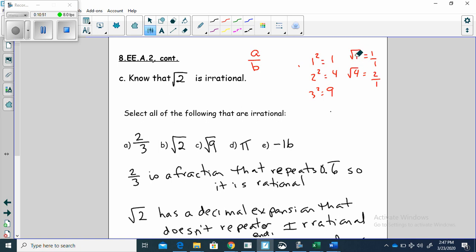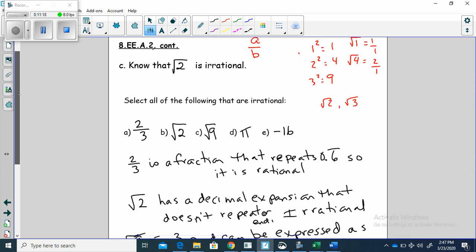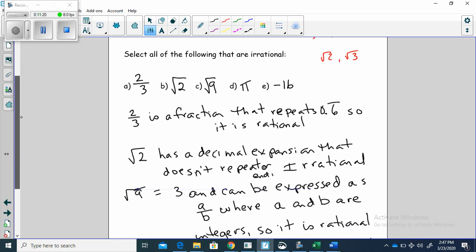But notice there's the square root of 2 and the square root of 3 that are between there, right? The square root of 2 and the square root of 3 are not perfect squares. These are irrational numbers. If you put them in a calculator, what you're going to wind up with is a decimal expansion that never repeats, never ends. The easiest thing for you to do is to remember that the square root of 2 is irrational. Now let's look at this example they gave you here. Select all of the following that are irrational.